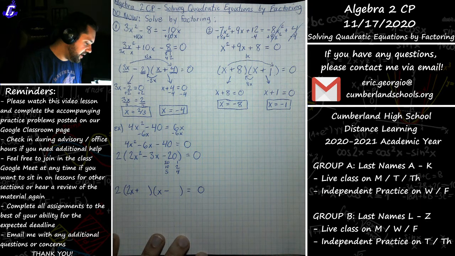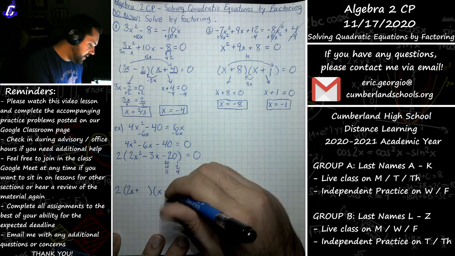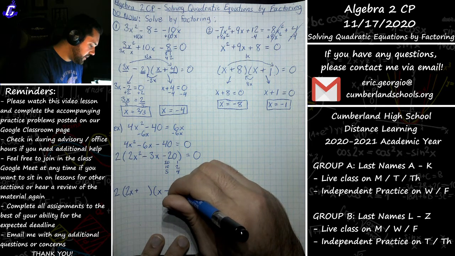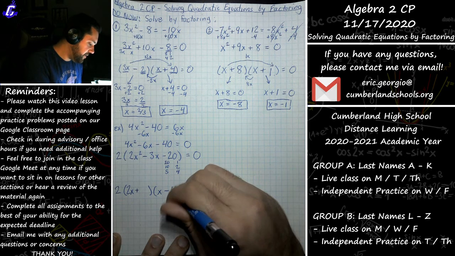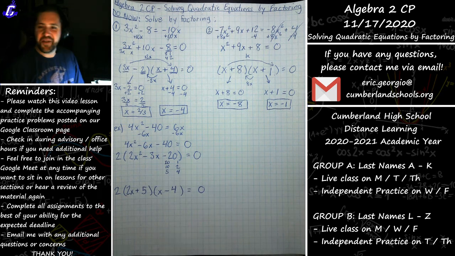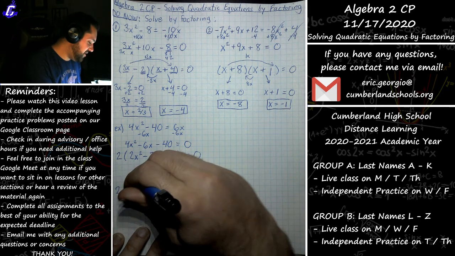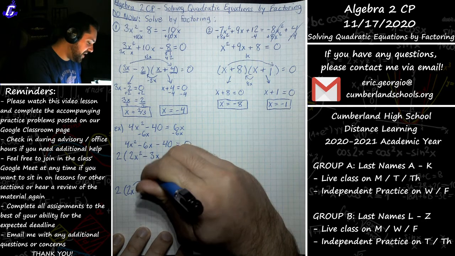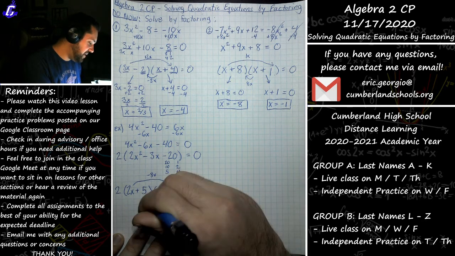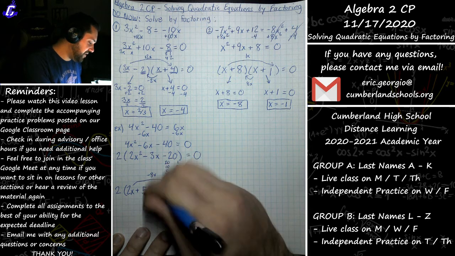Because if I did 4 here, there it is, and 5 here. I had a little brain lapse for a moment. I was like, does that actually work? It does. Because 2x times negative 4 would be negative 8x. 5 times x would be positive 5x. Negative 8 plus 5 is negative 3.